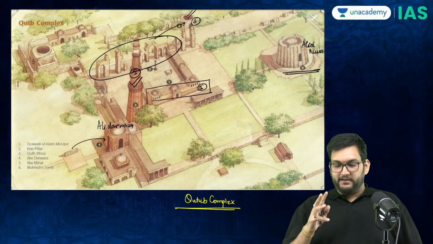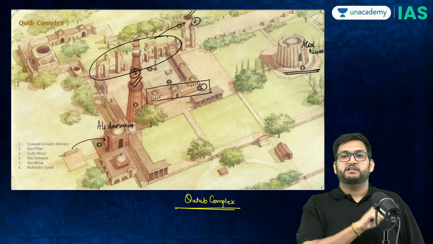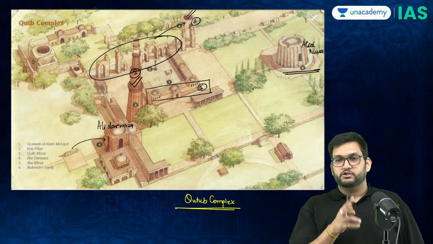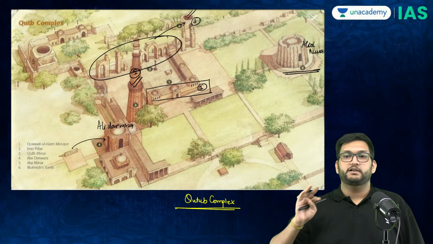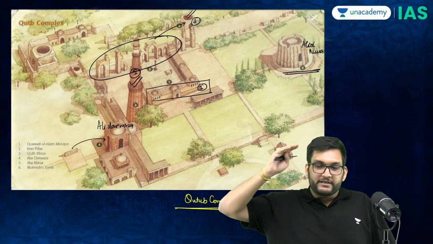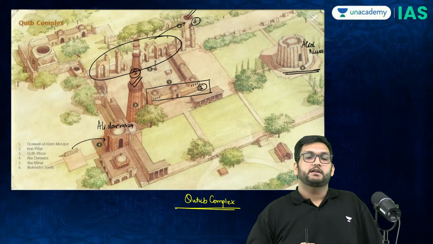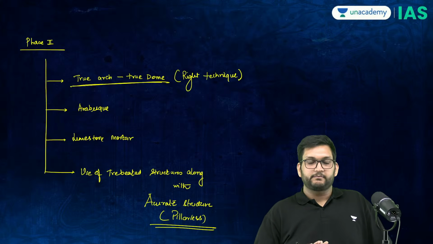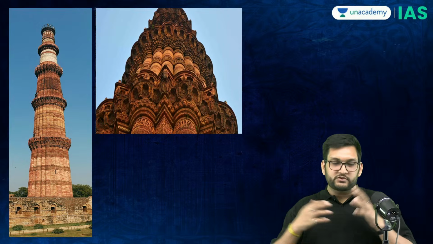But this is where we have to study three things. First, what is so special about Qutub Minar? Second, what is so special about Iltutmish's tomb? And third, why is Alai Darwaza so important, and how is it completing the second phase of this whole discussion? Now, when we talk about the Qutub Minar, the foundation is in itself a very interesting juxtaposition.